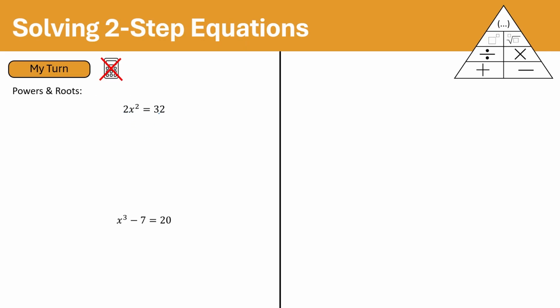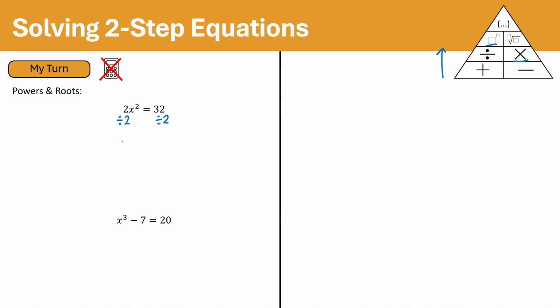So here I have 2x squared is equal to 32. I've got two things going on. I'm multiplying by 2 and I'm squaring. And if I look at my order of operations, I want to undo multiplication before I undo squaring. So I'm doing 2 multiplied by x squared. I want to undo multiplying by 2. I'll divide both sides by 2 to start.